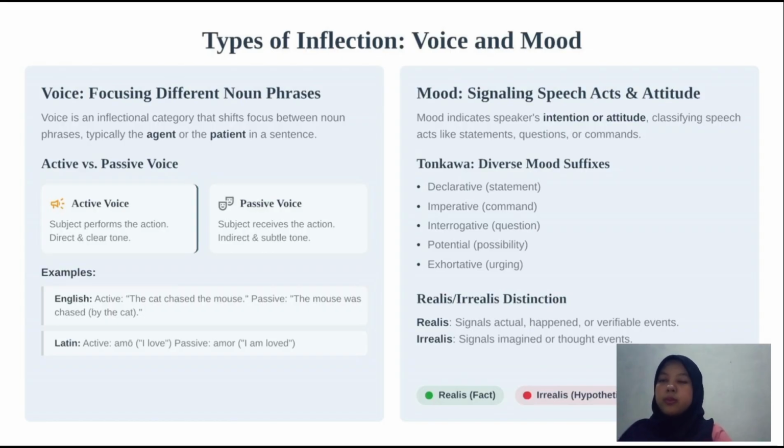For the third is interrogative. An interrogative sentence is used to ask a question. It ends with a question mark. For example, are you coming?